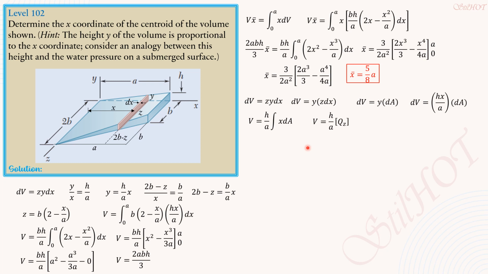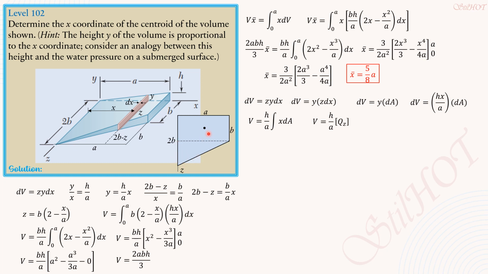So likewise, for the top view, this is the top view, or the area on the xz plane. We divide the area into two parts: a rectangle and a triangle. For the rectangle, the dimensions would be a along x and b along z. Then we have this triangle, which is a along x and also b along z.